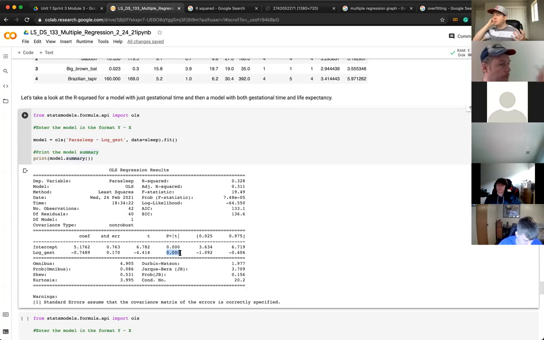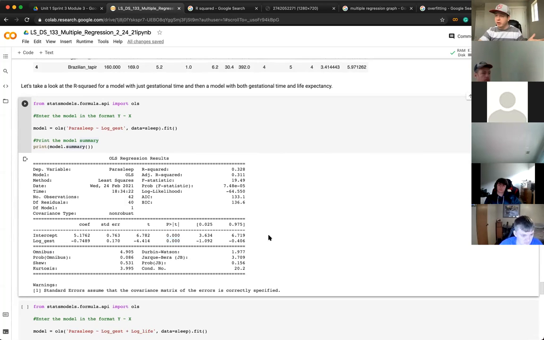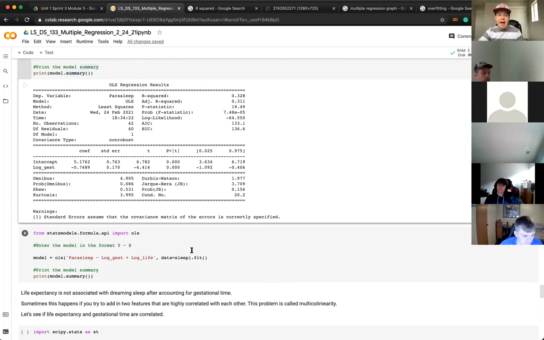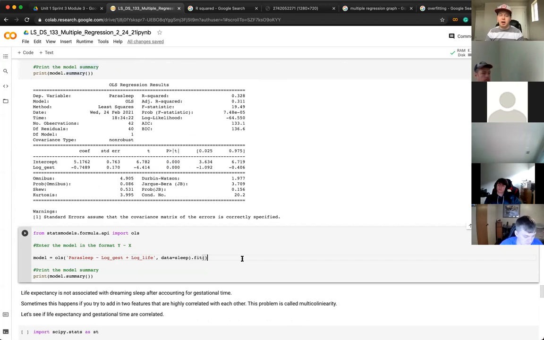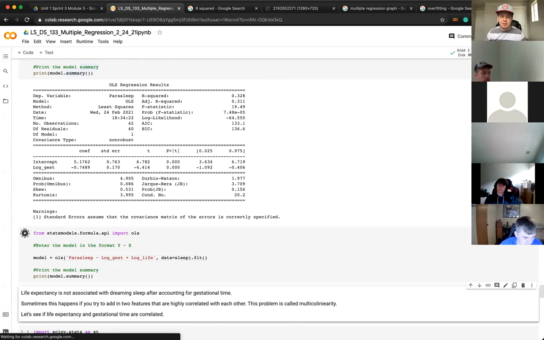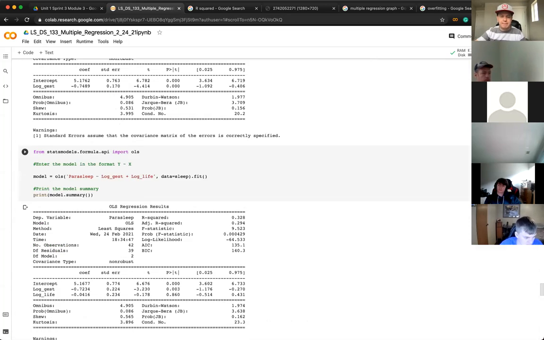But as we add more controls, maybe it'll become insignificant, right? We saw this with age, with the long bones data set. Okay. So far, so good. Let's add the log of life. Okay, the adjusted R squared has gone down. Gestation is still significant, but the log of life is insignificant.